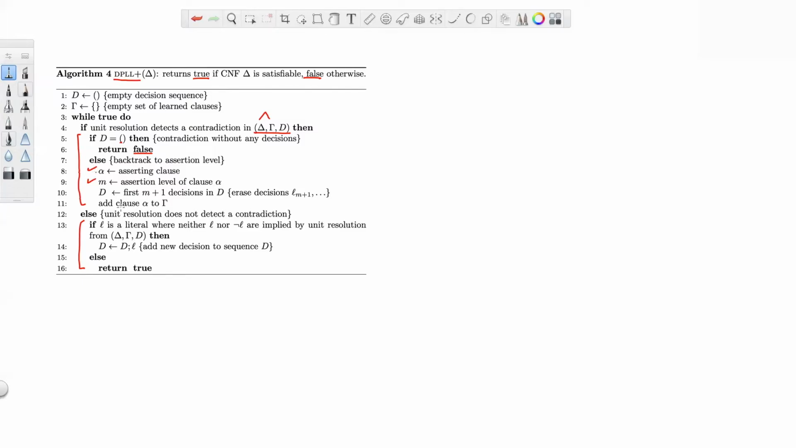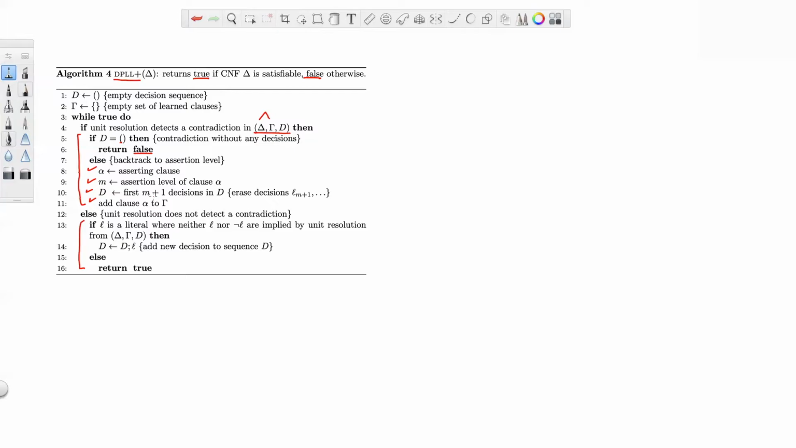And then I'm going to go ahead and erase decisions that are after the assertion level. And so this is now going to be shortened. I had a bunch of decisions. I erased some of them. I'm doing backtracking. And then I'm going to add the clause that I've learned to the set of learned clauses. That's what we just talked about. And then the process repeats again.